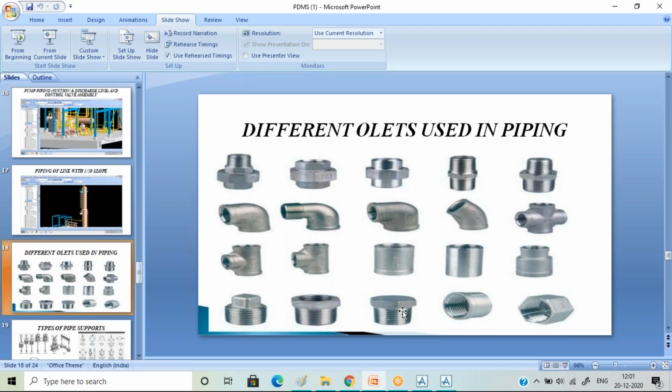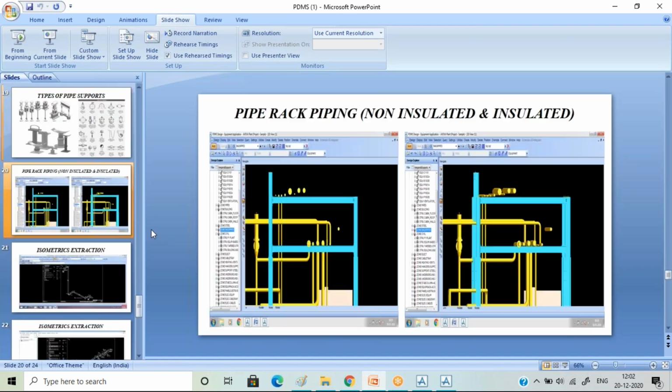This one is your credit section. This one is kind of a union that you can say. And these are your T's and all. This is reducing T, so these are OLEDs. And obviously next we come on to the pipe rack.